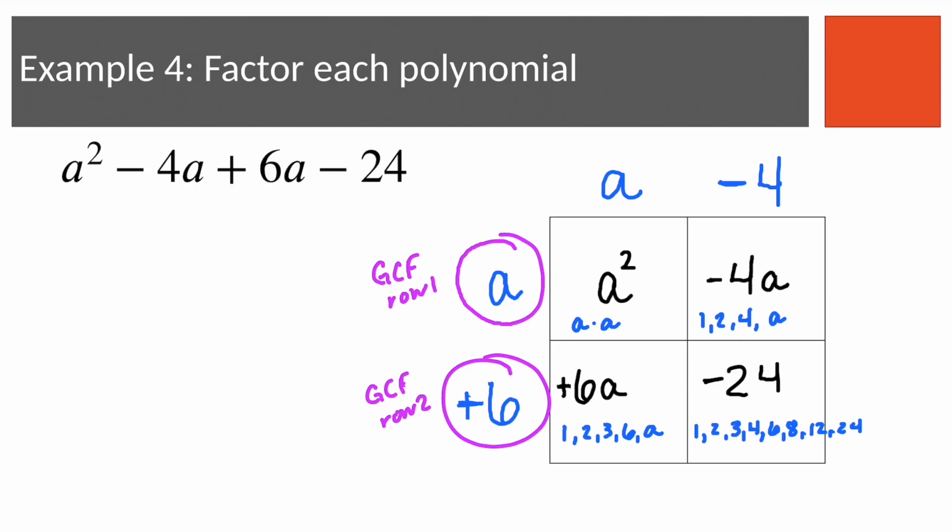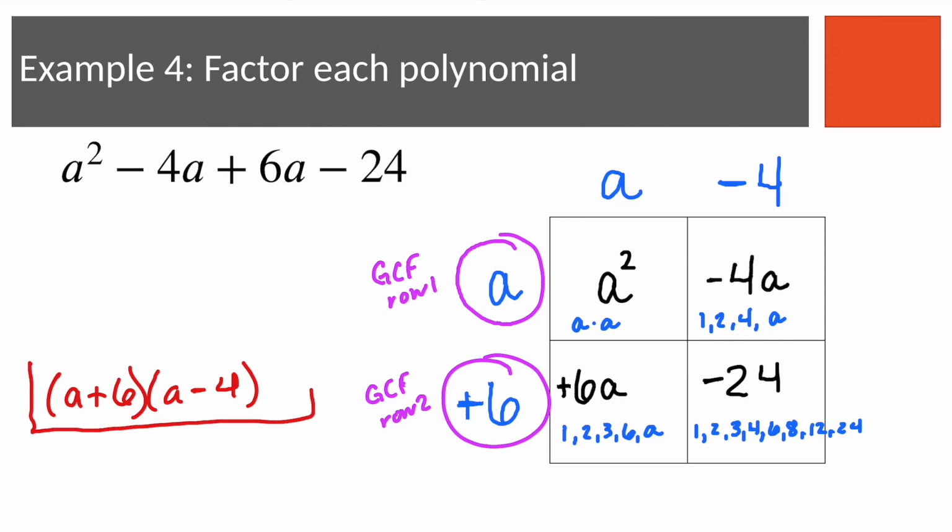So now we just need to list out our answers. So we look at the two factors. The first one goes down the side, so we're going to go ahead and throw that in parentheses, a plus 6. And then across the top, a minus 4. And so those are the two factors for a squared minus 4a plus 6a minus 24.